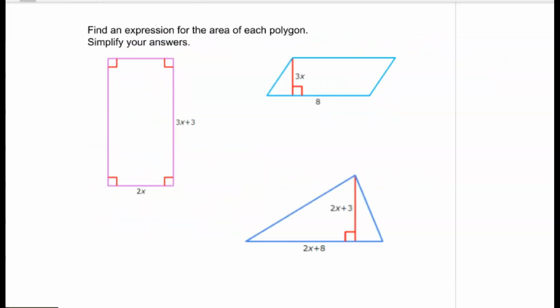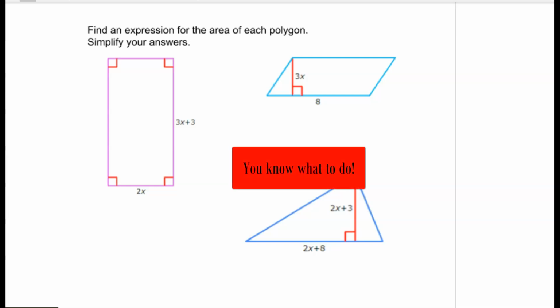Let's use our skills of multiplying polynomials on some simple applications. When we want to find the area of a polygon, we have a formula. For a rectangle, we're going to multiply base times height. Same thing for any quadrilateral. For a triangle, we have a different formula, 1/2 the base times the height. Pause the video and set up the multiplication for each of these areas, and then come back and check your answers.